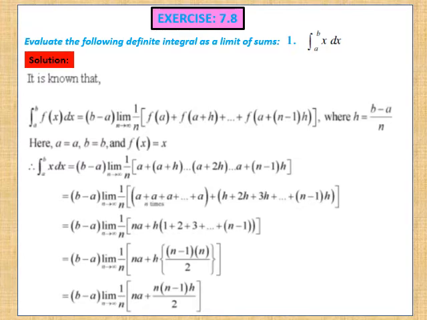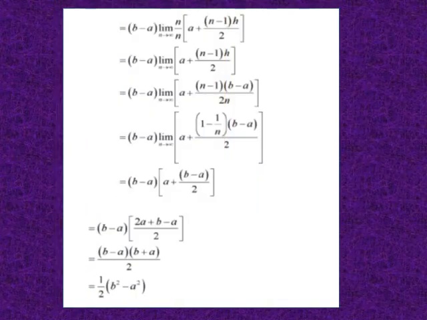So the b minus a limit n tends to infinite 1 upon n na plus h into n minus 1 upon 2. So you can see that b minus a limit n tends to infinite n upon n, we have taken n common, so it will be a plus n minus 1 h upon 2. So n cancel, we will get b minus a limit n tends to infinite a plus n minus 1 h upon 2, and the value of h was b minus a upon n.